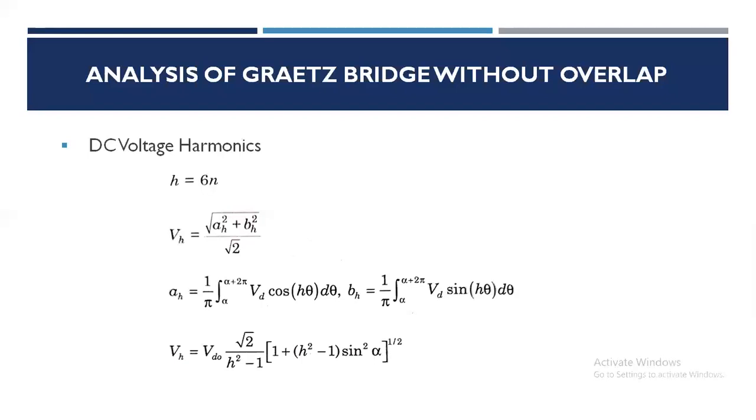It can be shown that the RMS value of the hth order harmonic in DC voltage is given by Vh equals VDO root of 2 divided by h square minus 1, in bracket 1 plus h square minus 1 times sine square alpha, raised to 1 by 2. This is the hth order harmonic in DC voltage.